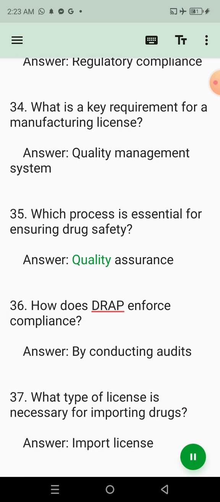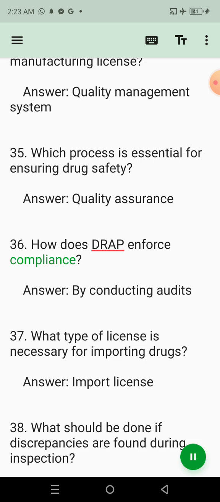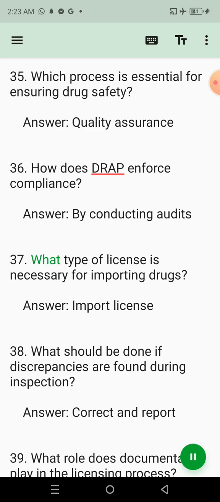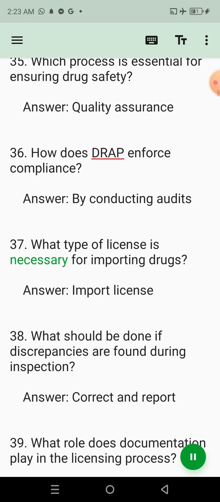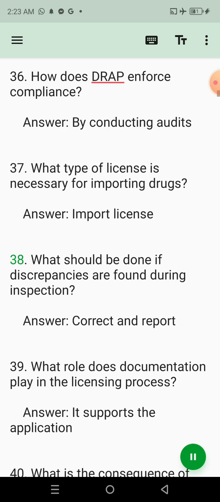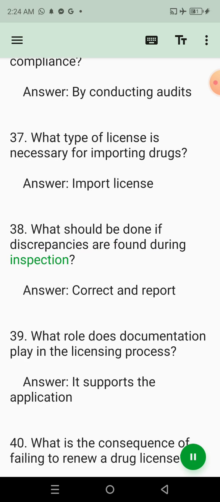Answer: quality assurance. 36. How does DRAP enforce compliance? Answer: by conducting audits. 37. What type of license is necessary for importing drugs? Answer: import license. 38. What should be done if discrepancies are found during inspection?